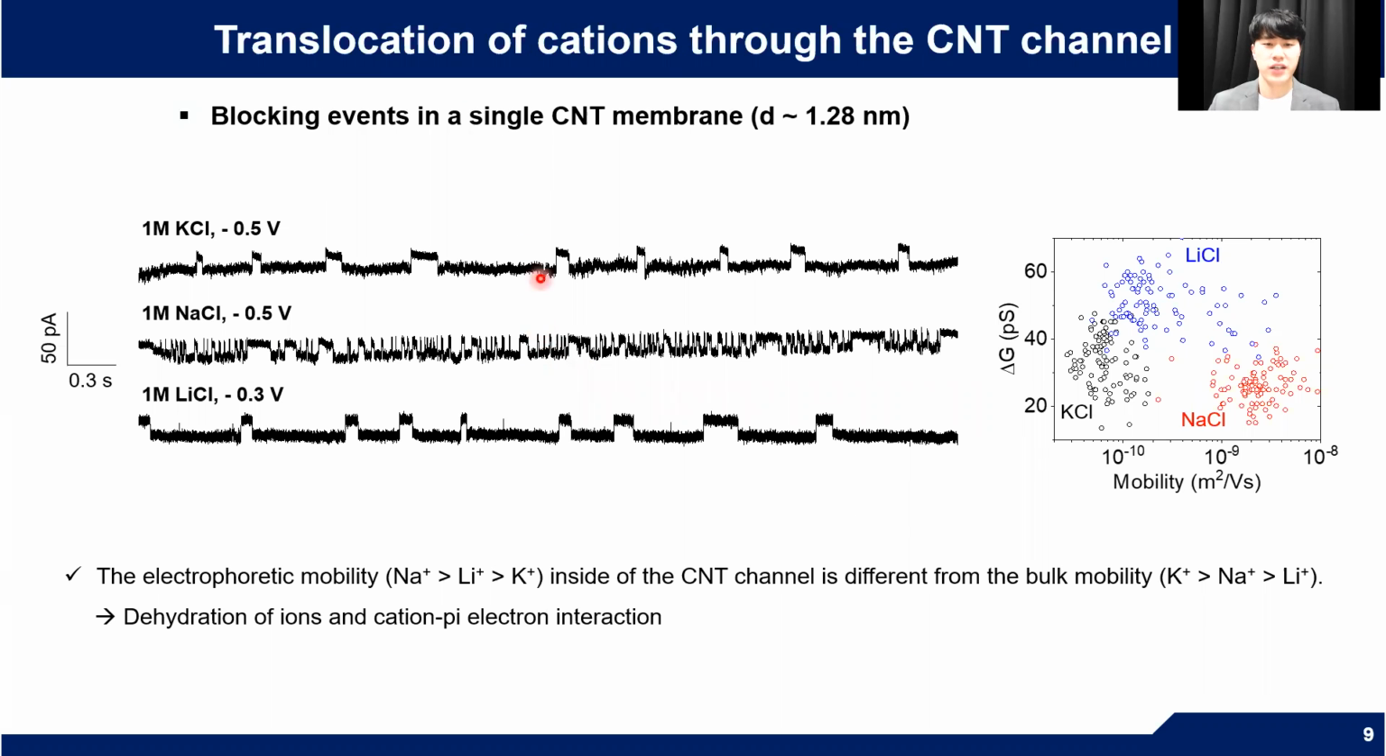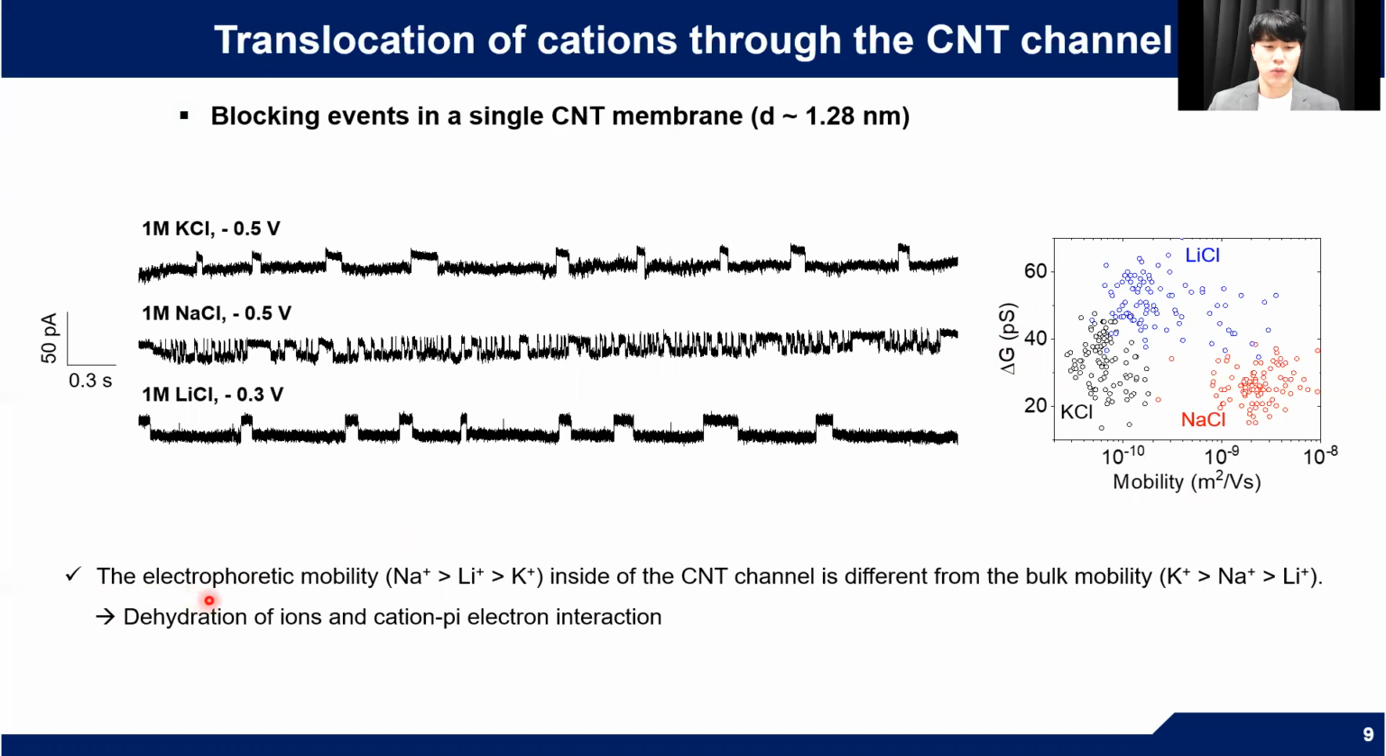Then we prepared the single nanotube membrane that contains a CNT with a diameter of 1.28 nanometers. We prepared potassium chloride, sodium chloride, and lithium chloride solutions to observe the translocation events of cations of potassium, sodium, and lithium. Based on this current trace data, the values of the conductance change and ion mobilities can be calculated.